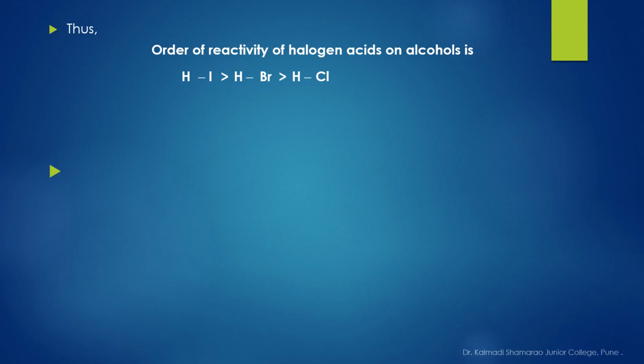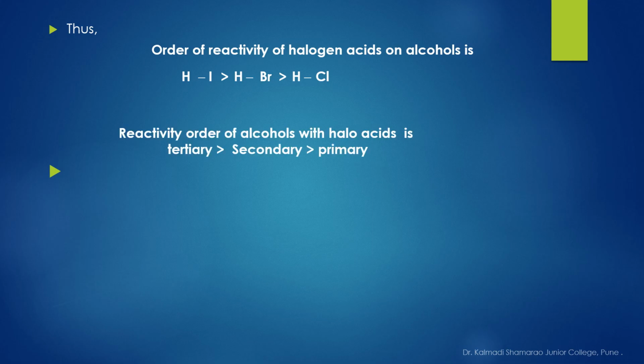As the reaction involves the replacement of the hydroxyl nucleophile by a halide nucleophile, the dissociation energy of HI is least and increases from HI to HBr and HBr to HCl, and hence HI can readily give the iodide nucleophile compared to HBr and HCl. So the order is as shown here. When we take different types of alcohols, the reactivity of alcohols with haloacids is tertiary greater than secondary greater than primary.